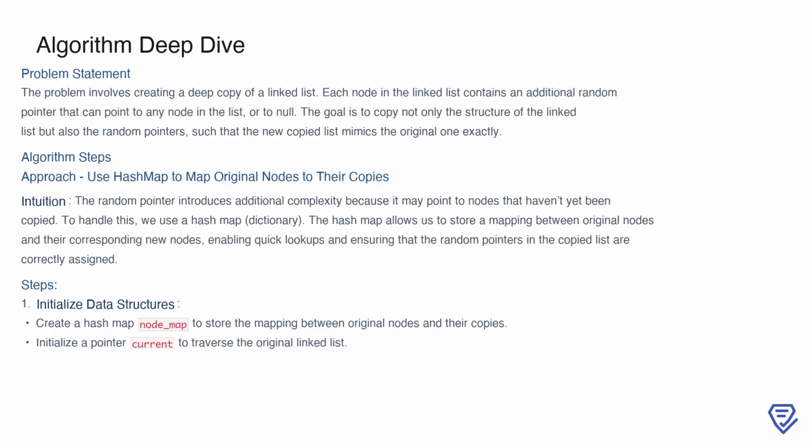To achieve this, we use a hash map, which serves as a dictionary to map each original node to its corresponding copy. This mapping allows us to easily handle the random pointers, even if the nodes they point to haven't been copied yet. The algorithm begins by initializing the necessary data structures, including the hash map, and setting up a pointer to traverse through the original list.